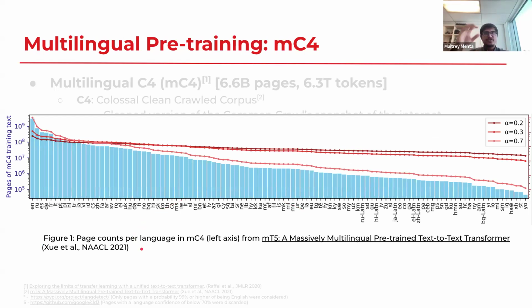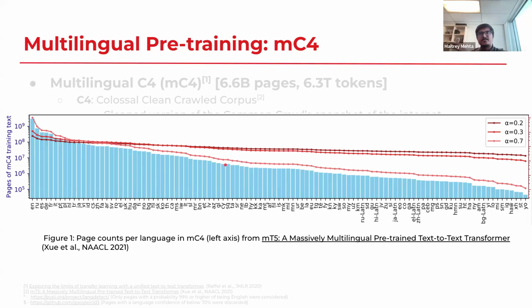Here's how the language distribution is in MC4. On the left, you have English. English has the most data, and this is the number of web pages in the corpus. So English has around 10 to the power 10 page counts, I would say. And then you have Russian, Spanish, German, and so on, all the way till, I believe, Yoruba. Again, it forms a heavy tail as you go towards the lower resource languages, the amount of page counts decreases.